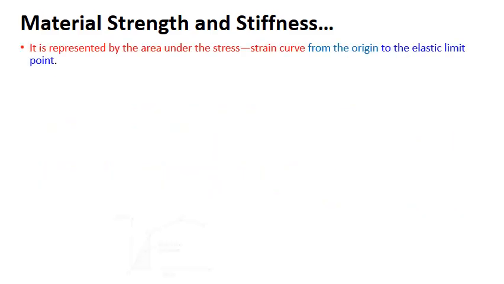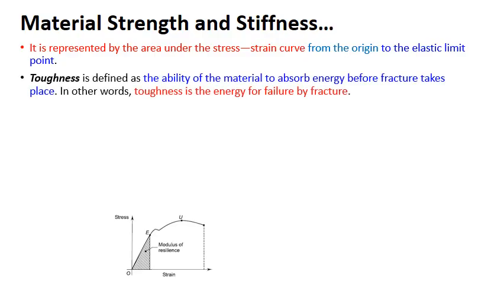So how do you measure it from the stress strain curve? It is actually the area under the elastic limit. You can see that here. This is actually the modulus of resilience. Another property is the toughness. It is actually the total energy that a material can absorb before fracture.